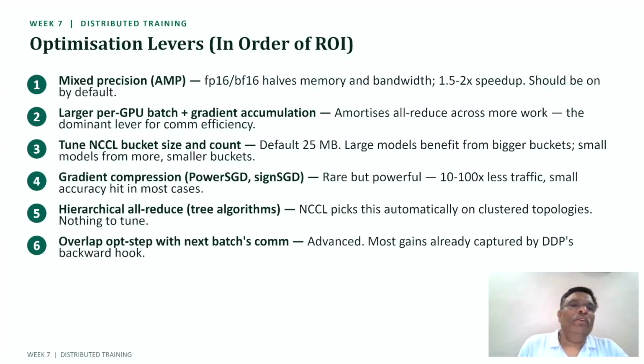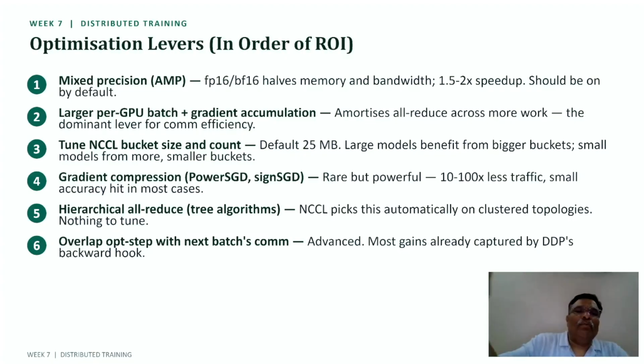When you talk about the optimization levers, or the way in which optimization can be achieved in the case of distributed training, we are talking of mixed precision, right? Floating point 16 and BF16 halve memory and bandwidth, along with a larger per-GPU batch plus gradient accumulation, and then we can tune the NCCL bucket size and count. It defaults to 25 MB. A larger model benefits from a larger bucket size, and small models from smaller buckets. So these are all parameters we set on our own.